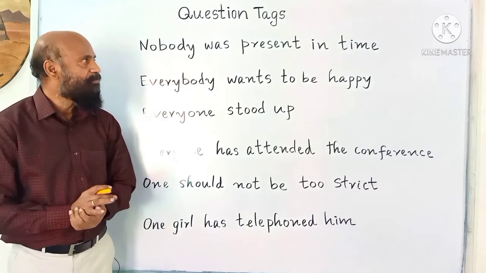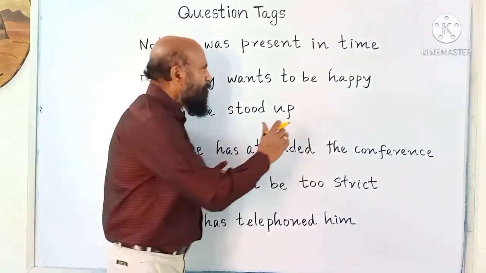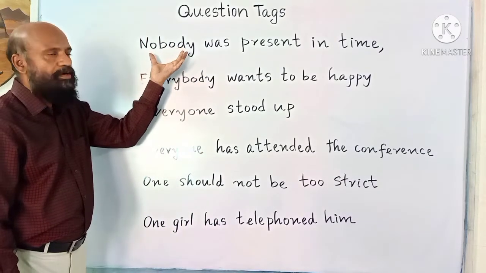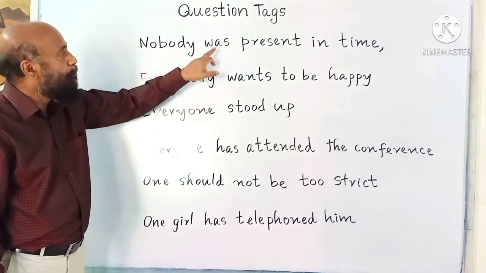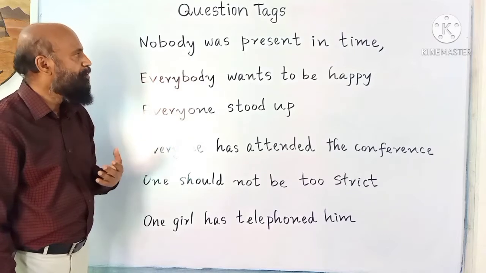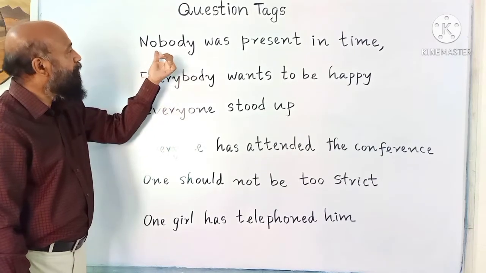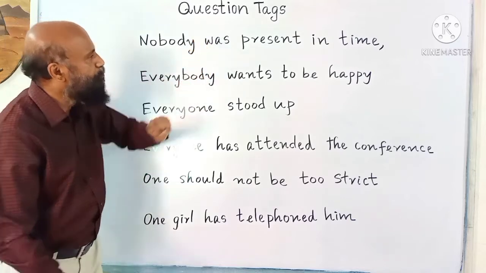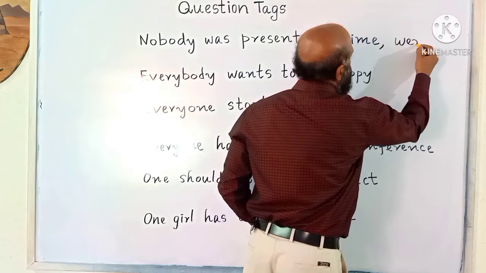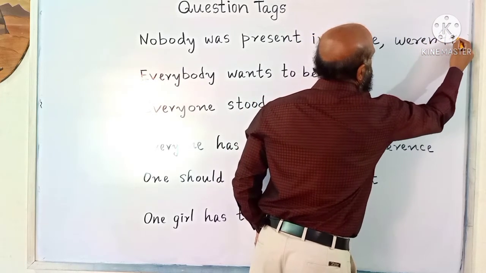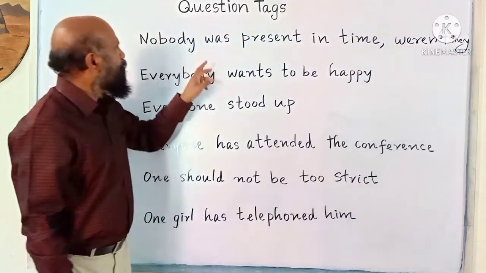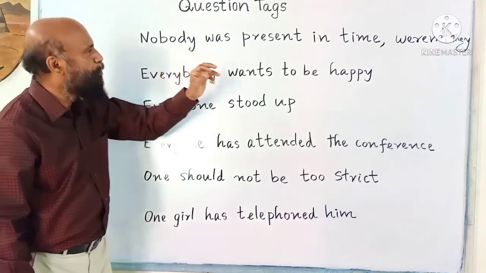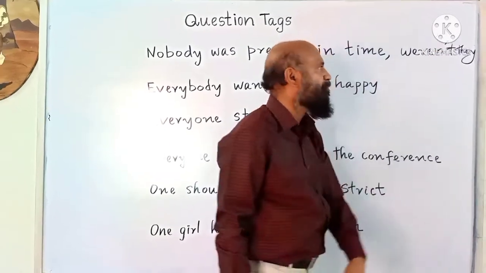Nobody was present in time. So let us see the question tag. Nobody is a singular subject, so was. It's a positive sentence, so the question tag is to be negative. Then the pronoun to be used is they. So they is a plural subject, so it is weren't they. Here nobody is singular, so was. But when we form the question tag, the pronoun to be used is they. So it is to be weren't they.